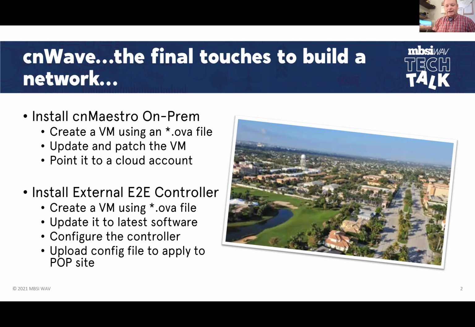So Cambium have created an external E2E controller. It's a virtual machine. They distribute it as an OVA file. So we import the OVA file, and then we've got to go through a couple of updates to bring it up to latest and greatest standard, and some little bit of configuration in it, and away we go. So that's kind of the steps of what we're going to look at today.